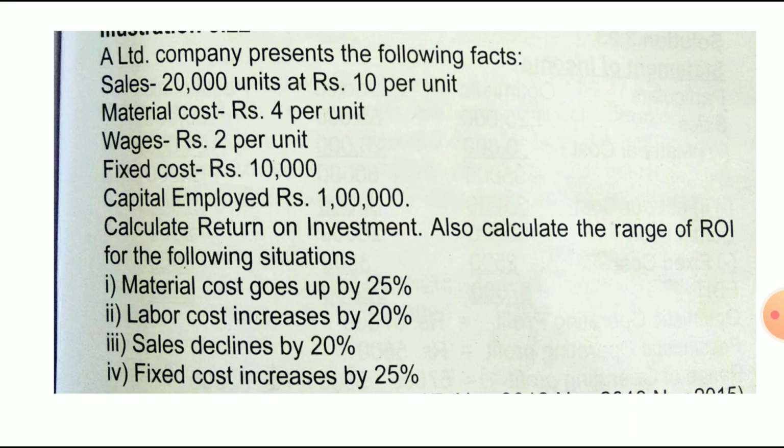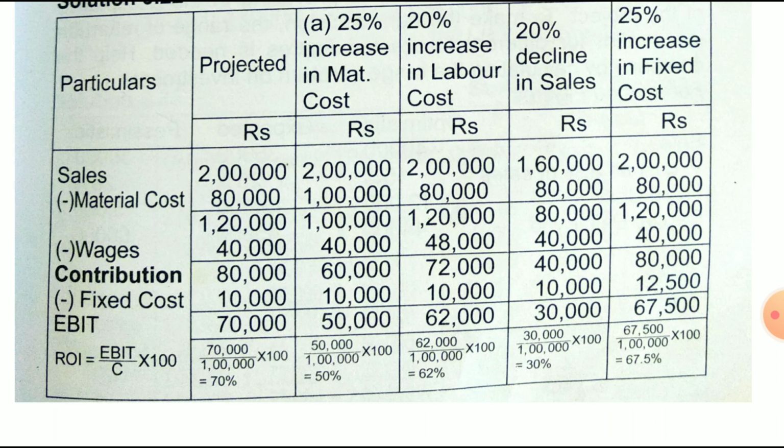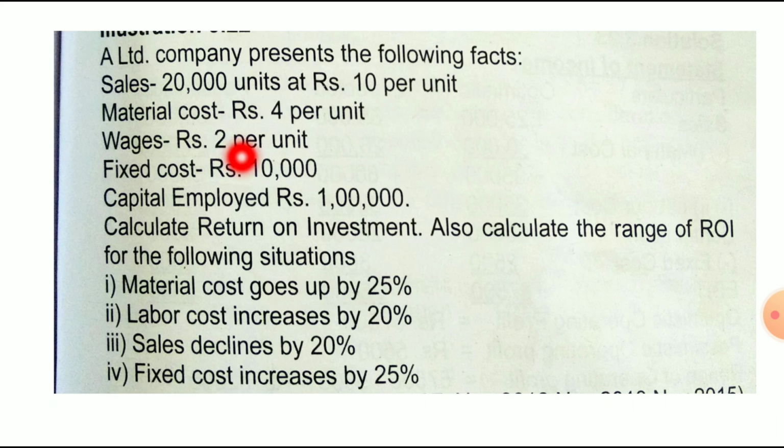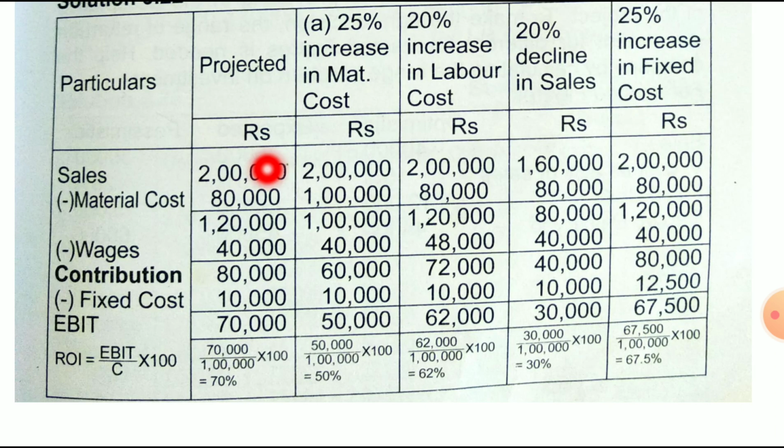Sales 20,000 into 10, so it is 2 lakh. 20% increase in material cost will not affect sales, 20% increase in labor cost will not affect sales. So here a 20% decline in sales, that is 2 lakh minus 20%, so that is 1,60,000. So 25% increase in fixed cost will not affect sales, it will remain same. Then less material cost is rupees 4 into 20,000, it is 80,000. So here there is an increase in material cost, that is 25%, so 80,000 plus 25%, it is 1 lakh. Then here no changes, it remains as it is.